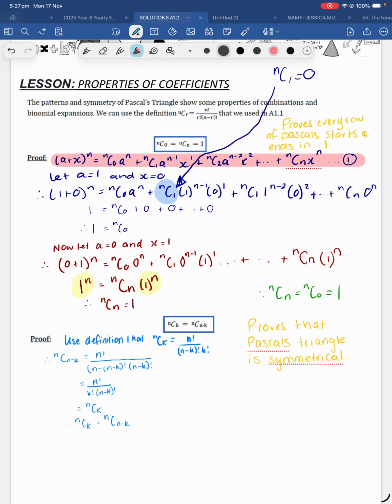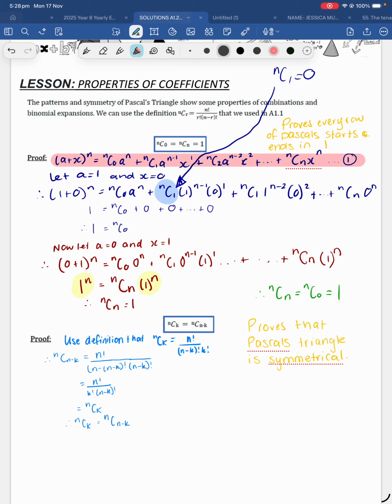in our proof. It's not our full proof done yet though, because all we've done so far is show that n choose 0 is equal to 1. Now we need to show that n choose n is equal to 1. How do we do that? Well, now instead we will let a equals 0 and x equals 1. So fill that into my definition up here I've highlighted in red.